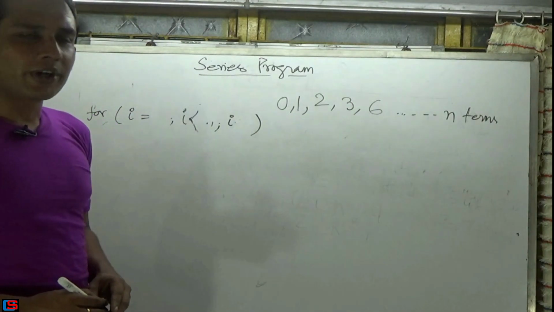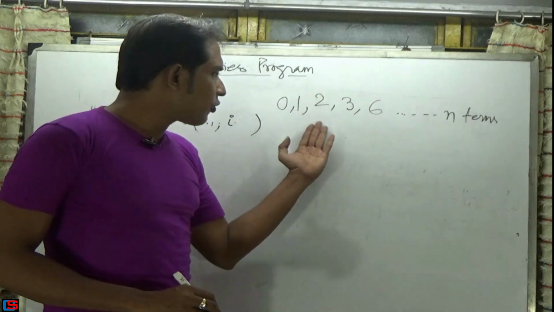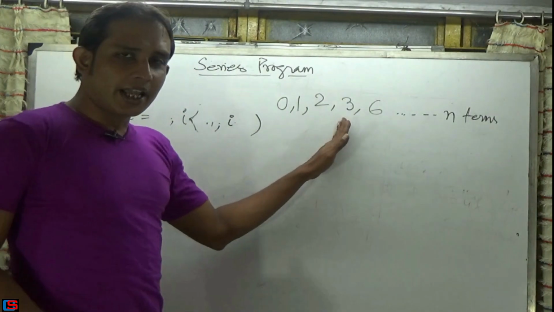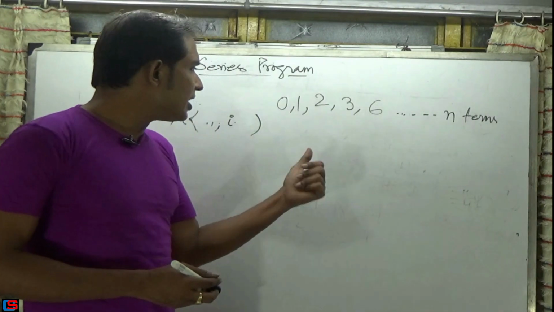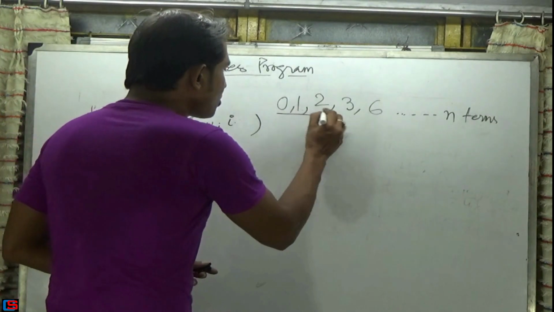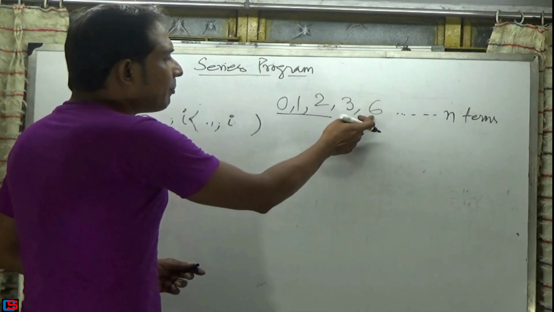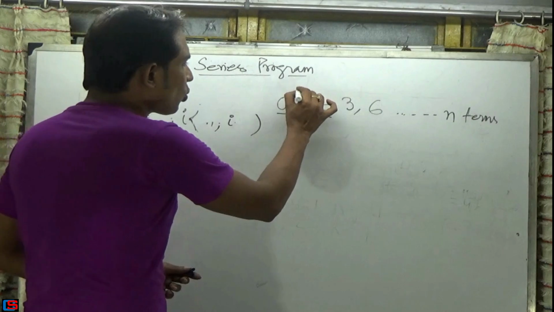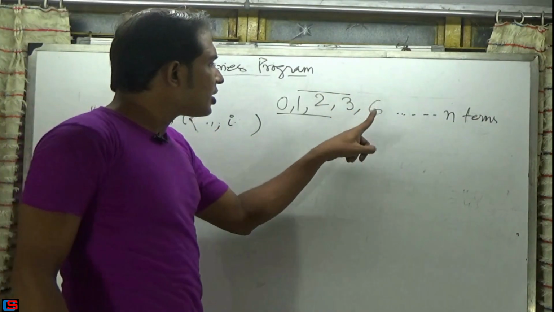Now the next series program, this is an example of the Tribonacci series. In the Tribonacci series, the next term is generated by adding the previous three terms. It means after adding these three terms, 0 plus 1 plus 2, 3 will be generated, and 6 will be generated from the previous three terms. It means 1 plus 2 plus 3, the 6 will be generated.